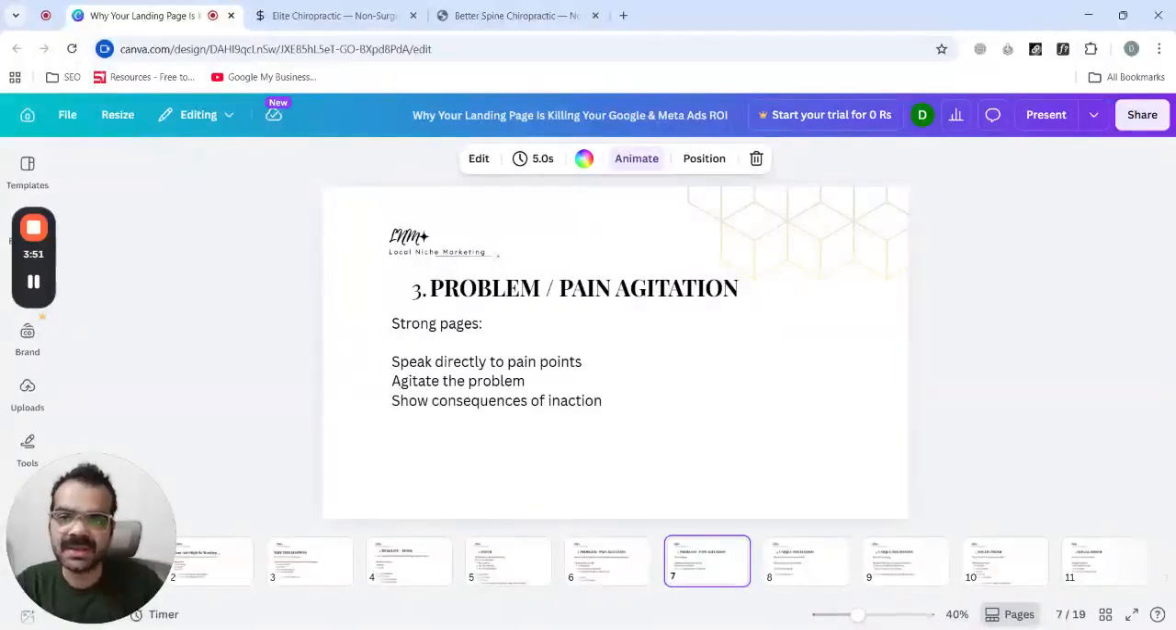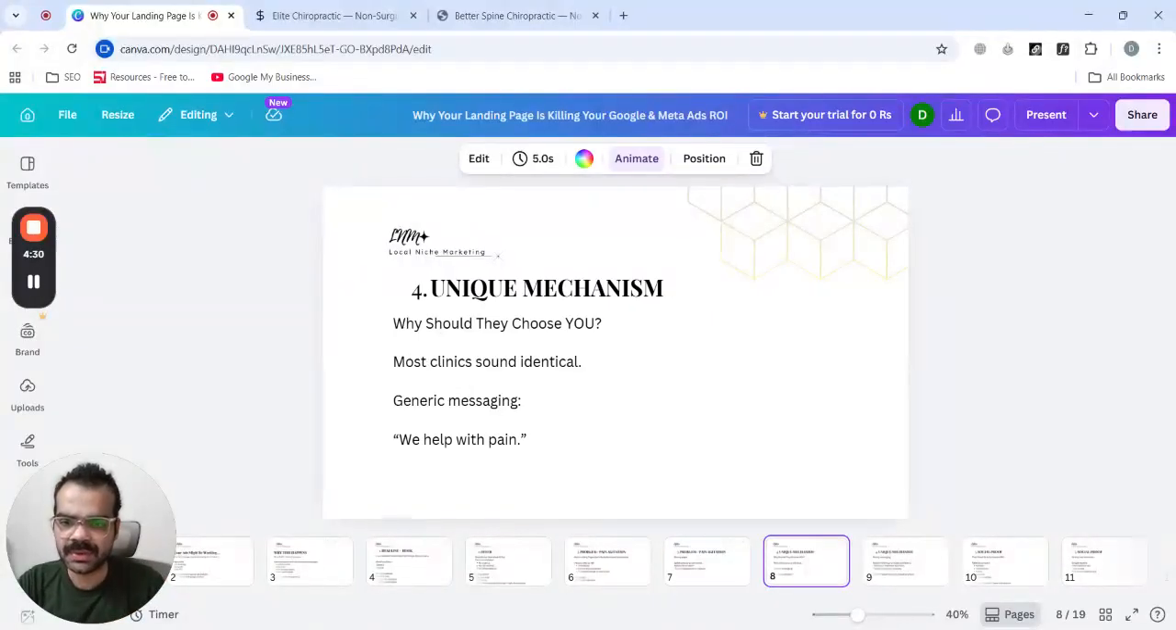You have to state their problems. For example, "hey, you're not sleeping well because of back pain, you're not enjoying the activities that you were before, you are taking leaves from your office," things like that. This way, they can actually relate better to your business offerings, and they are much more interested in giving you the information that you want.